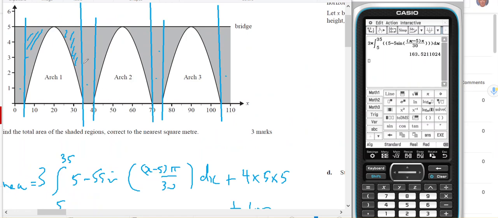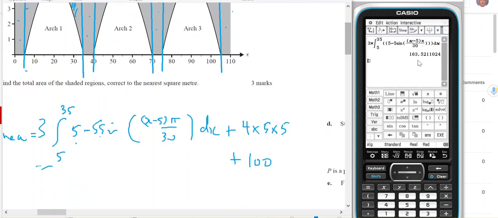The area is going to be three lots of these areas. There's 1, 2, and 3, which will be three lots of 5 through to 35, top curve, which is 5, minus the arch. And then I've got 1, 2, 3, 4 of these rectangles. On a calculator, that gives me 163.52 plus 100, 263.52, 264 centimeters squared.